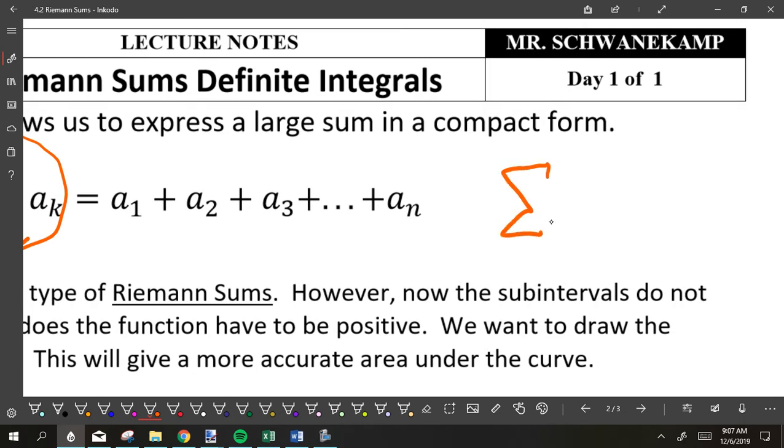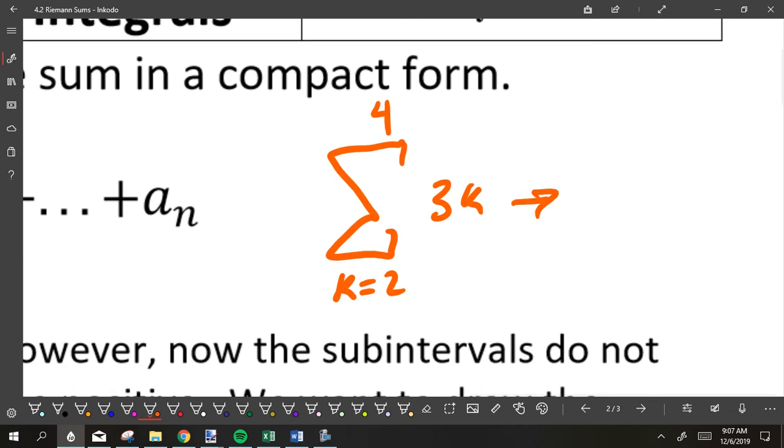Let's say on bottom I said k was equal to 2, and I said 3k, and I'm going to go till 4 just to make life easy. Anybody remember what we do first? I take 2, I plug it in, so it'd be 3 times 2. And then I'm going to do it again. Then I'm going to increase the bottom by 1. So it would now be a 3. So when I plug a 3 in, it would be 3 times 3.